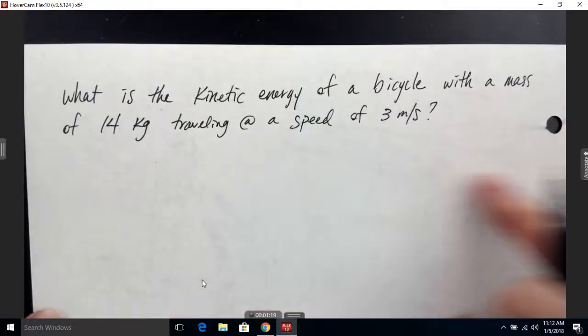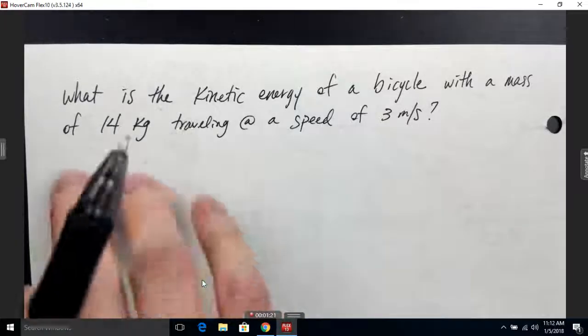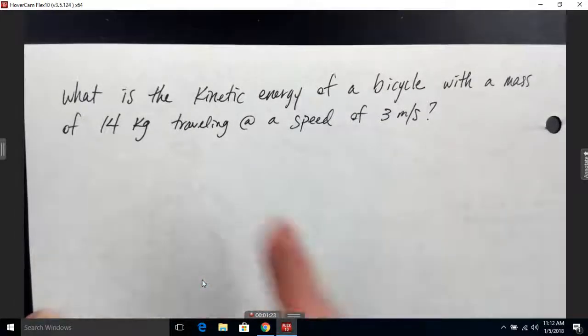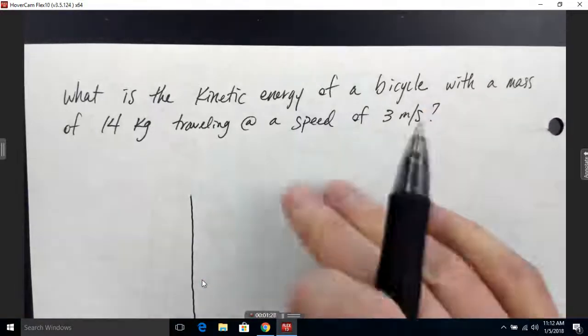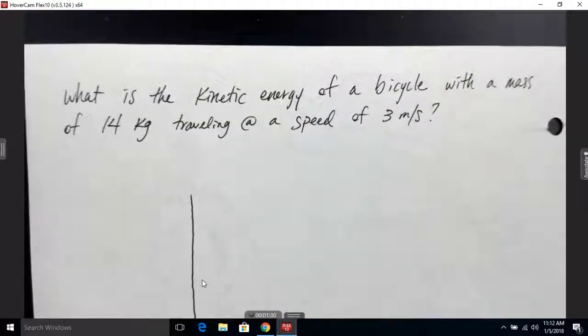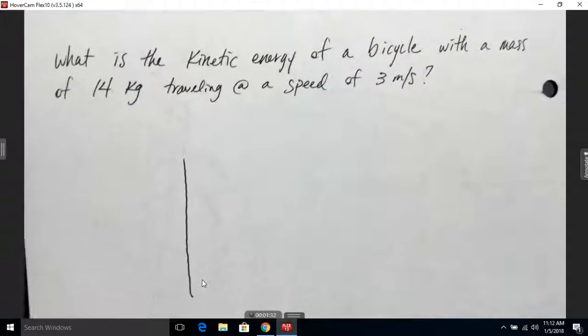Okay, so in your space right here, we're going to work 1, 2, 3 problems. I want you to keep enough space, so we're going to draw a line right here. We're going to put another one and another one. Okay, so calculate this.